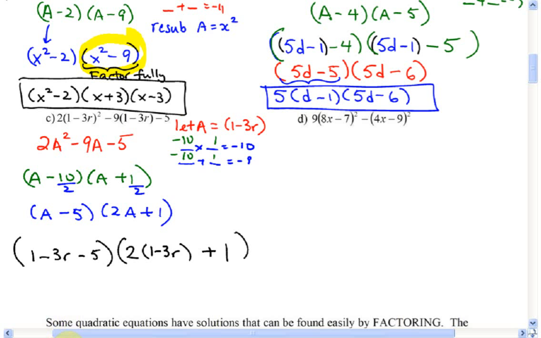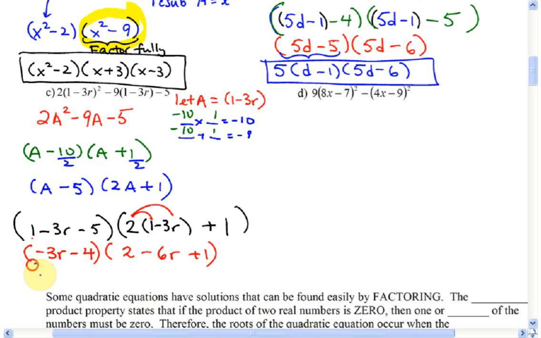Leave your answer like this, and I say, why do you hate us? Okay, so let's continue. 1 minus 5 is negative 4. So that's what you have. Okay. Distribute this: 2 minus 6r plus 1. Don't forget to simplify just a little bit more. Negative 3r minus 4.